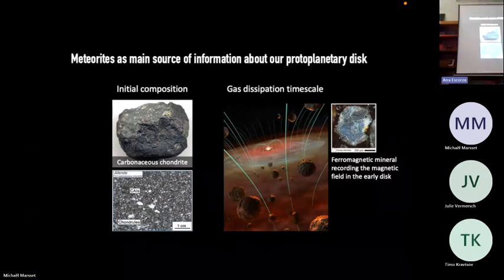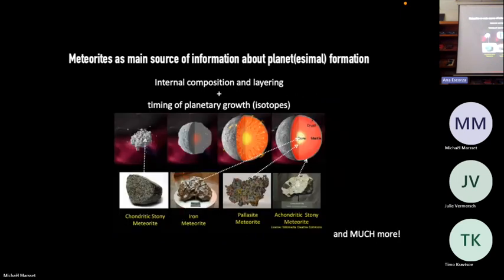Okay. And I talked a little bit about paleomagnetism, which is the study of ancient magnetic fields, which is recorded in ferromagnetic minerals inside rocks. In that case, meteorites, and that remaining magnetic field can inform us about how the early solar system evolved and how the protosolar nebula dissipated over time, right? So meteorites are a primary source of information about our protoplanetary disk.